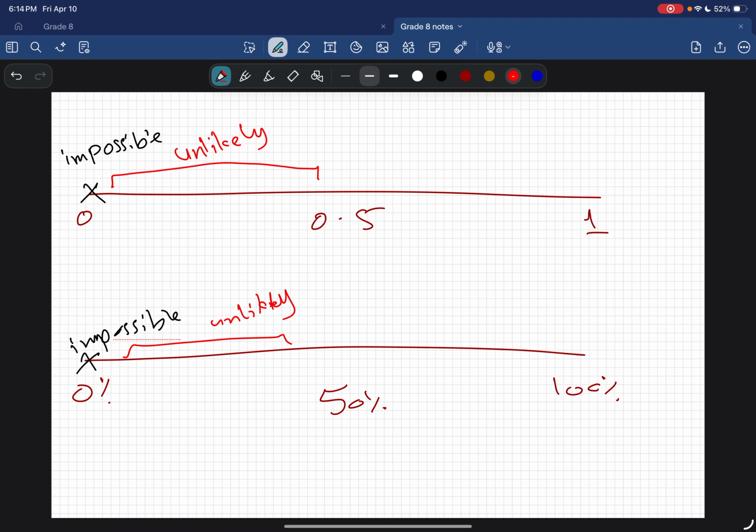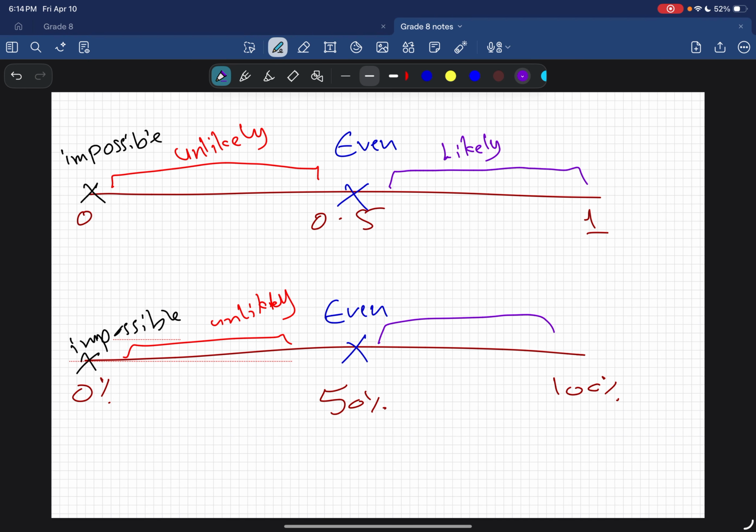If it happened right in the middle here, it's going to be even chance. Okay, it's going to be even chance. If it happened here, like from 0.6, let's say, to 0.9, now it's going to be likely. The event is likely to happen. So from 51% to like 99% is going to be likely to happen, guys. But if it happened at 1 here, it's going to be certain. It's going to be a certain event to happen.